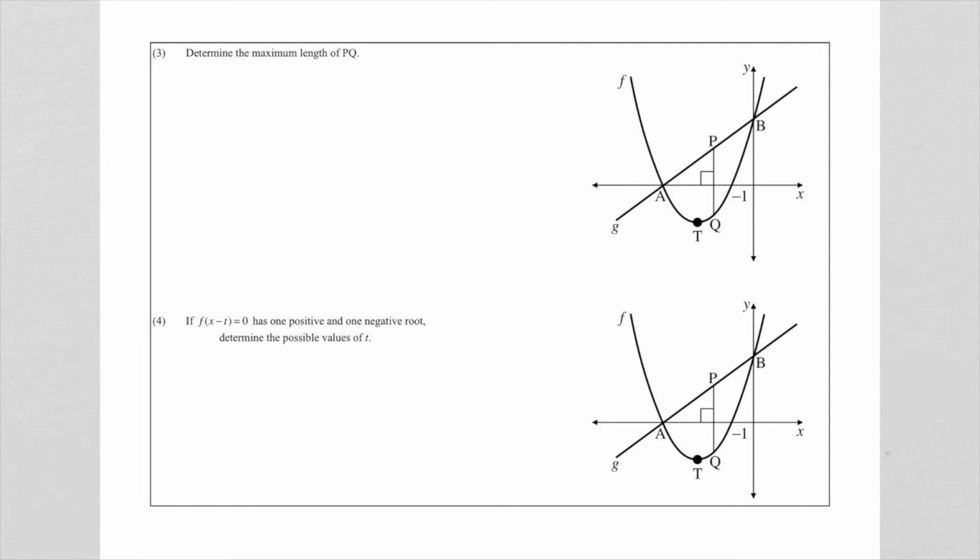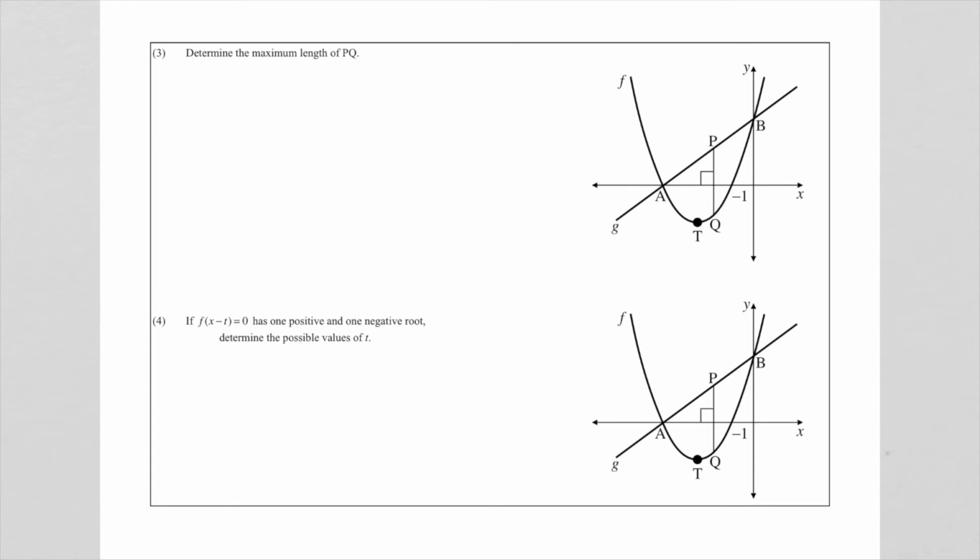So you can see that this line can be anywhere between these 2 points of intersection. If I draw it here, you can see it's much shorter, and it's getting longer and longer, and then it's getting shorter and shorter again. And we want to know what is the maximum length. Now, whenever they ask you for maximum length, you take the top function, which in this case is the straight line, and you subtract the bottom one, which is the parabola.